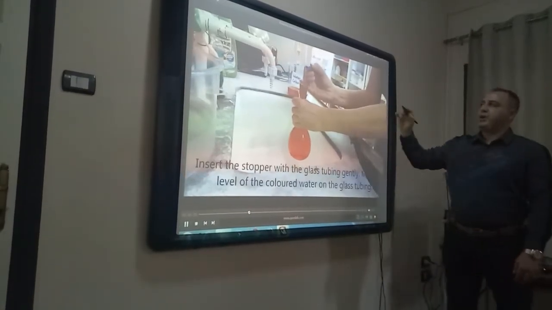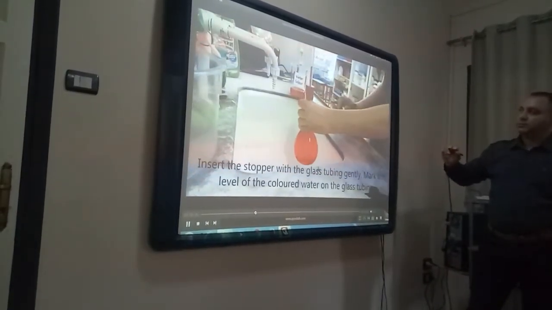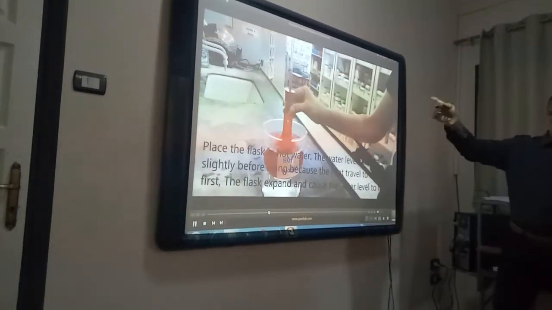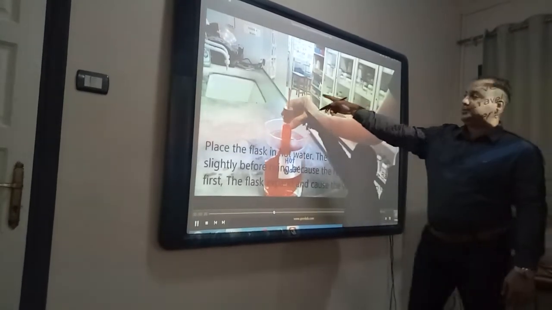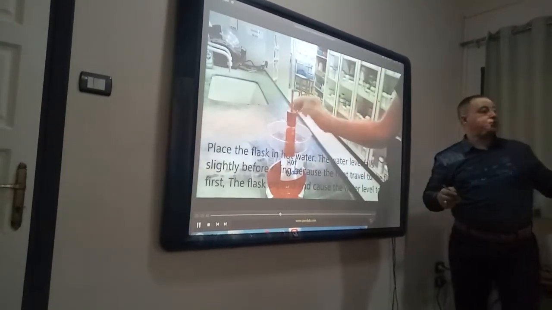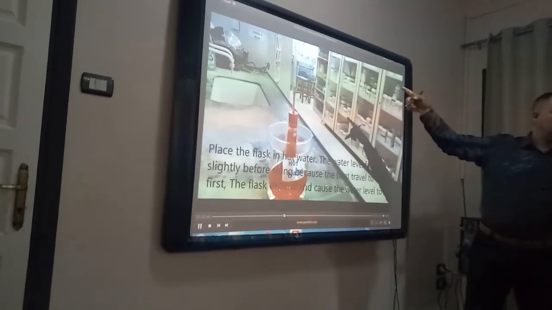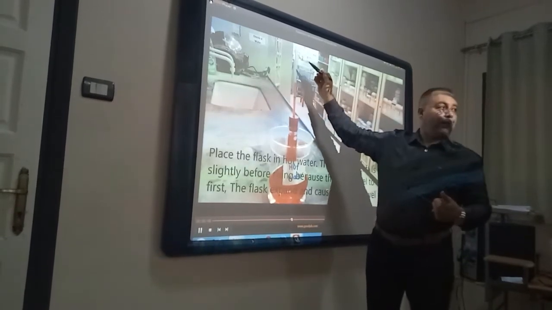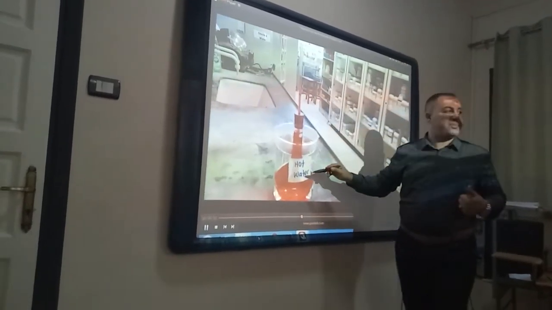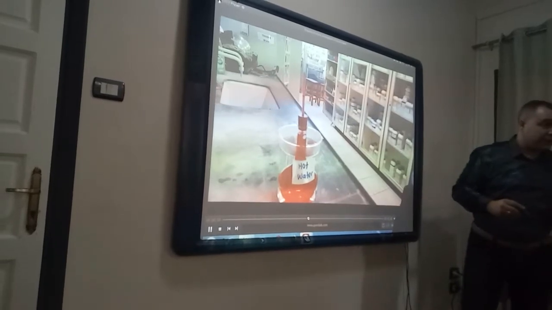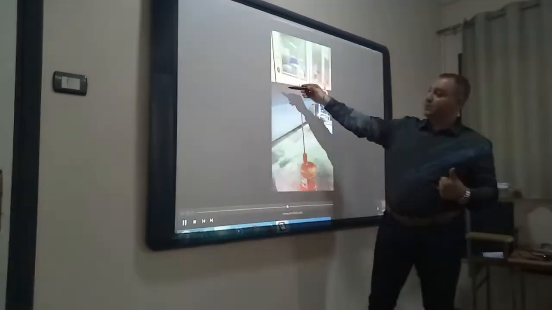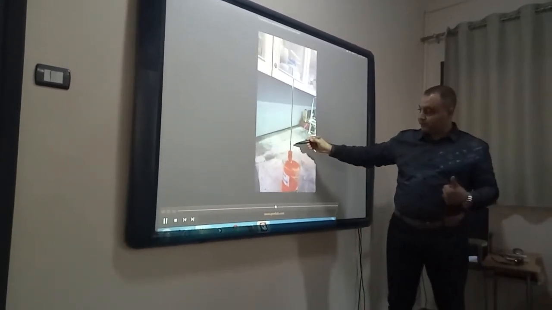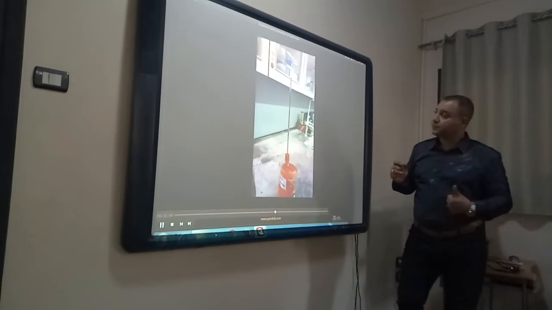Mark the level of water with a marker. Then put it first in hot water. Observe what happens to the level of water. It rises up, so it expands by heating. So liquids expand by heating. The level of water is marked, and it expands.